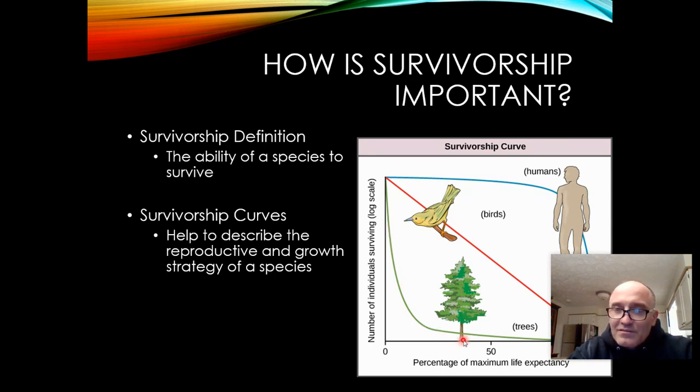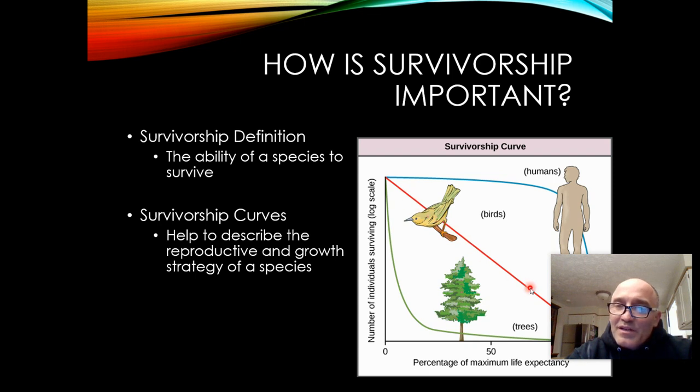There are not many trees that live to even half of their maximum life expectancy. And that just continues to decrease from there. So basically a lot of trees are going to die at a really young age. They just don't survive. That's why you have gazillions of seeds produced by one plant. Maybe one of them survives to be half of its maximum life expectancy.